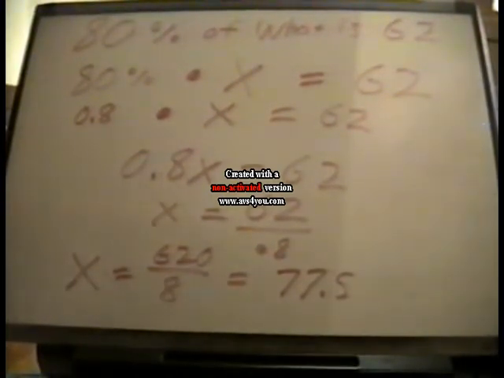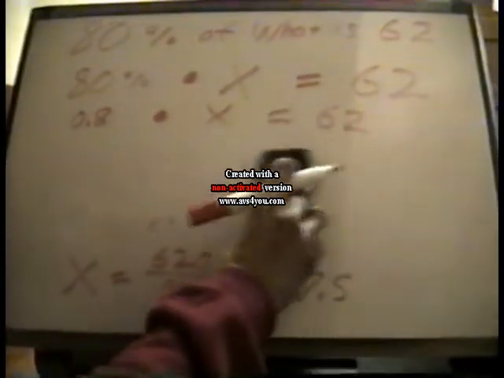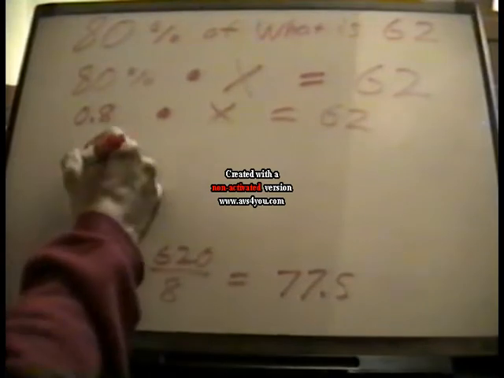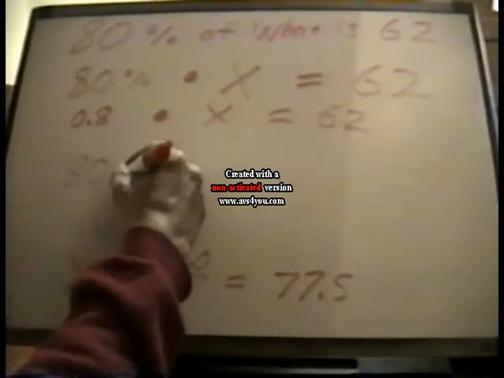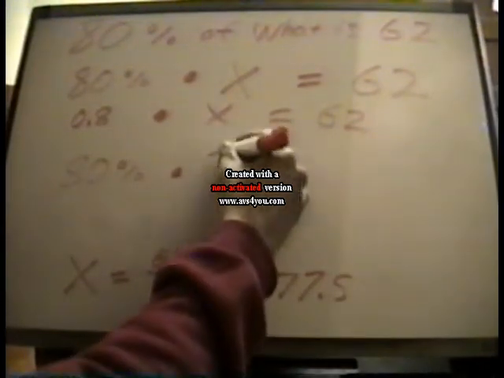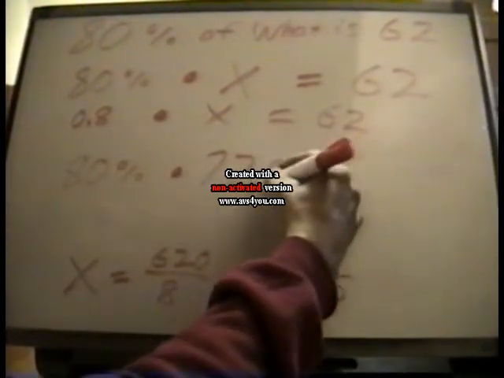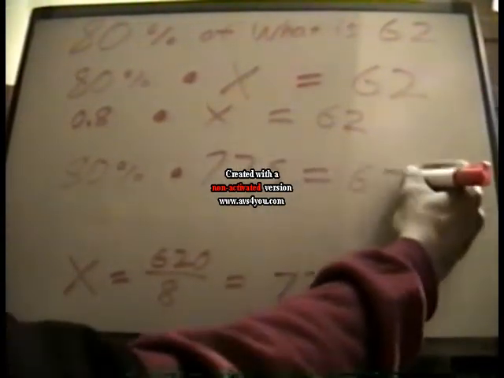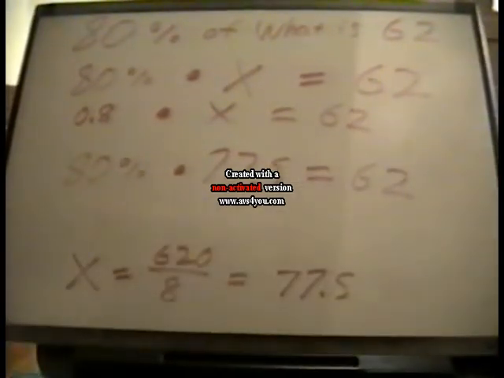Because we plug in our answer, we substitute our value for x. We're going to get 80% times 77.5 is 62. So that's 80% of 77.5 is 62.